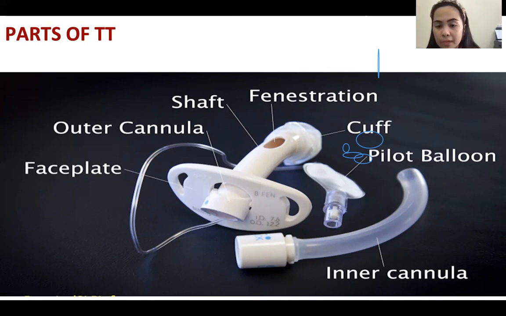You have the pilot balloon. This pilot balloon makes sure that if there is tracheostomy in place, the balloon should be inflated. So how do they inflate the balloon? They get a syringe, put air into that syringe, and then inject 10 cc of air into that balloon. It means that balloon will help to maintain the tracheostomy in place.